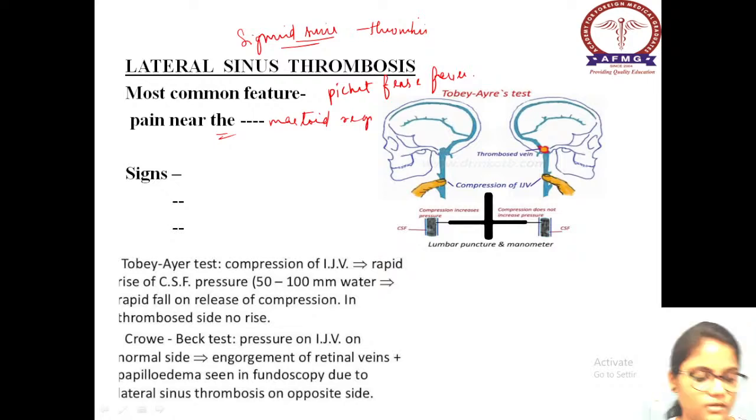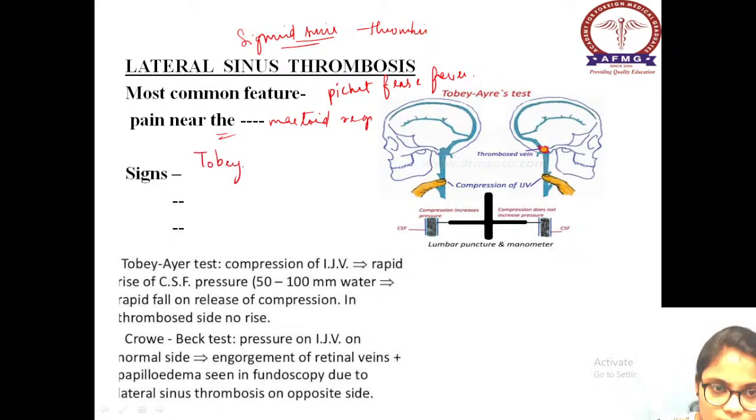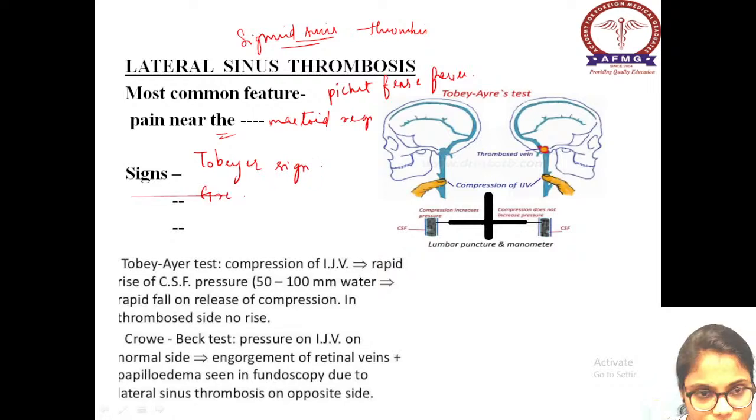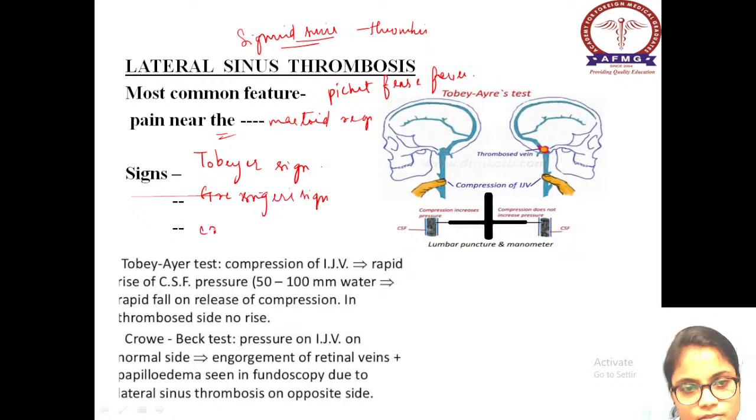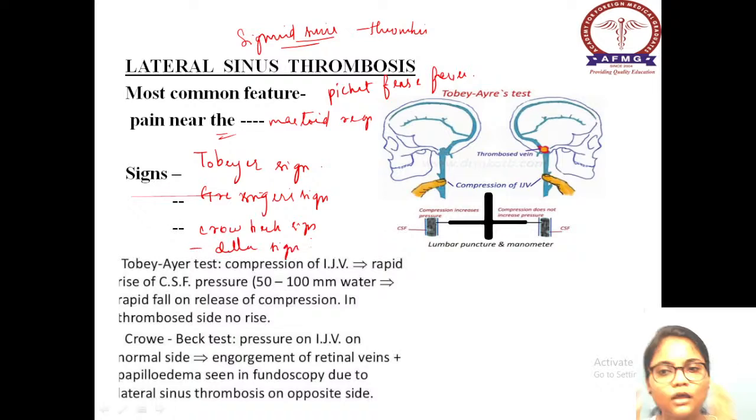So in view of lateral sinus thrombosis, the signs are very, very important to remember. The first sign is Tobey-Ayer sign. What is the next sign to remember? Griesinger's sign. And the next sign to remember is Crowe-Beck sign, and the next is delta sign. These 4 signs are very, very important. So how do they play a main role?